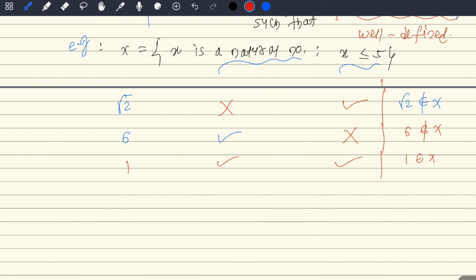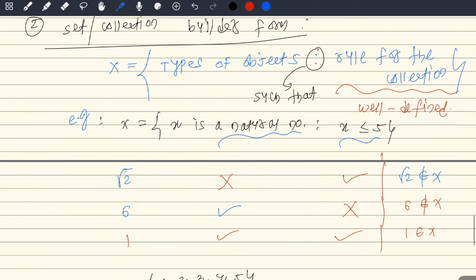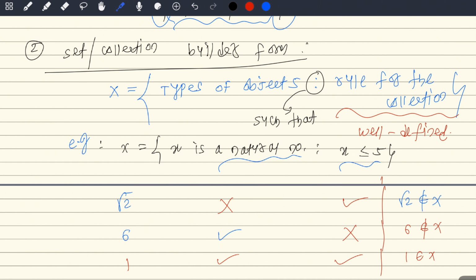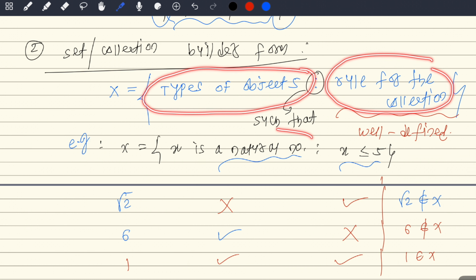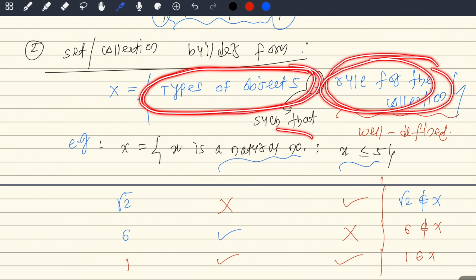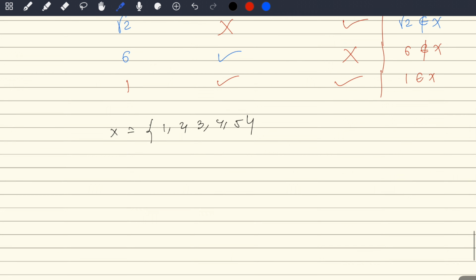So what is the set X then? It should be 1, 2, 3, 4, 5 only. That means root 2, 6, pi are not part of the set, not elements of the set X. In order for any collection to become a set, it should satisfy both conditions. What are the both conditions? It should satisfy the type of the object and the rule for collection. If it satisfies both, then you can make it a part of this. Otherwise you cannot. Okay.